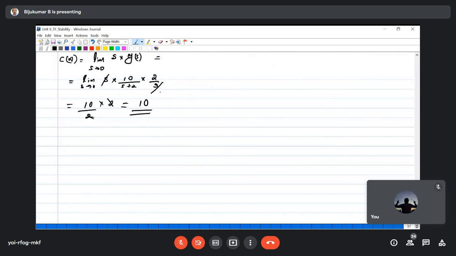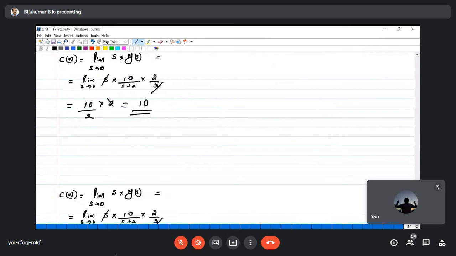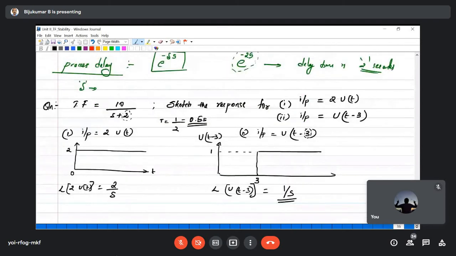So the steady state value is 10. You know the steady state value. So how can you draw the output response? Since the input starts from origin, this also will start from origin. Since it is a first order system, it will exponentially increase and finally it will reach the steady state.